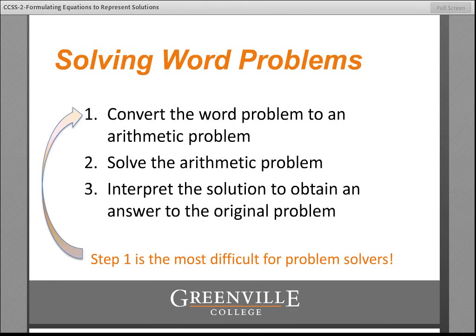Solving word problems essentially involves three steps: converting the words to arithmetic, which would be where we write an equation, then solving the arithmetic problem, and then interpreting the solution to obtain an answer to the original problem. The third one, often students forget to do this. It's not necessarily cognitively difficult, but oftentimes they forget to do it. The cognitive difficulty in solving word problems is on step 1, pulling out the meaning of the words and converting that meaning into the symbolic language of math, writing the equation.